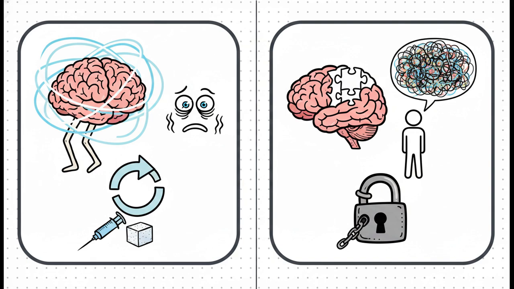If Wernicke's is left untreated, it progresses into Korsakoff syndrome. That's a chronic, permanent amnestic disorder where patients suffer from anterograde amnesia, meaning they can't form new memories. They unconsciously make up answers just to fill in those memory gaps, which is a fascinating yet tragic symptom known as confabulation.